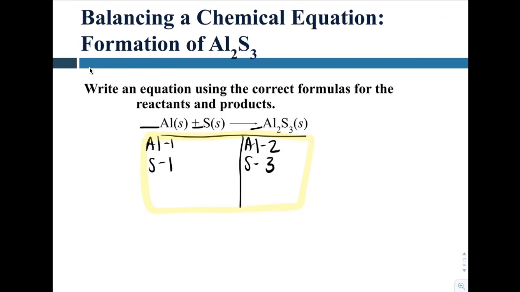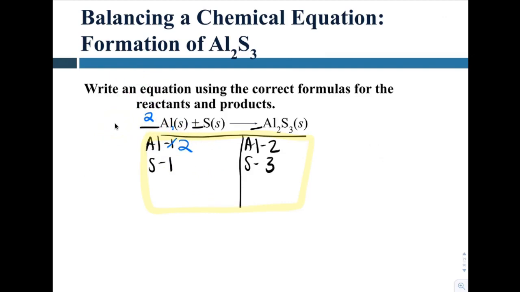So if I need 2 aluminums on the left side, what number can I put here times 1 to give me 2? Well, I can put a 2 here. So we gotta start somewhere, so let's just throw a 2 here. So 2 aluminums. Now 2 times 1 is 2, so I change it down here. Always change it at the top up here before you change it down here.